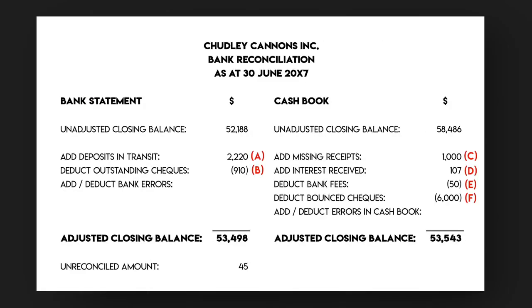I smell the finish line. The unreconciled amount is now just $45, and all that's left to do is find the errors in the cash book.